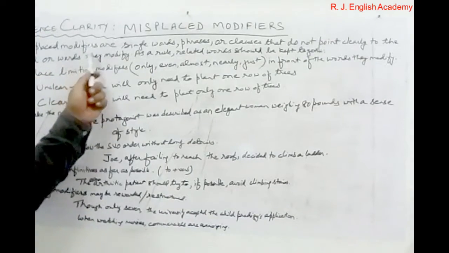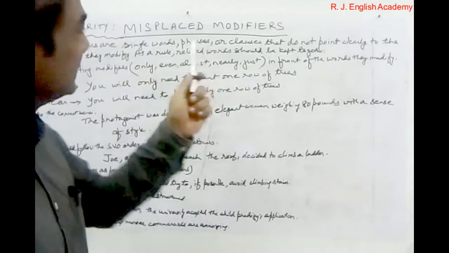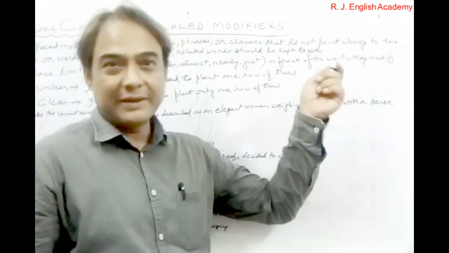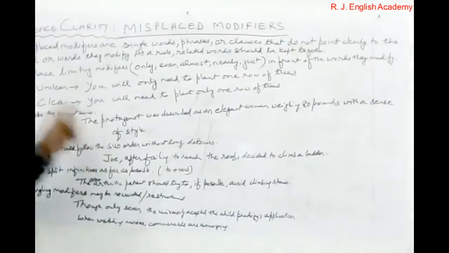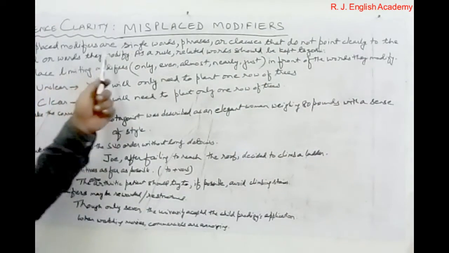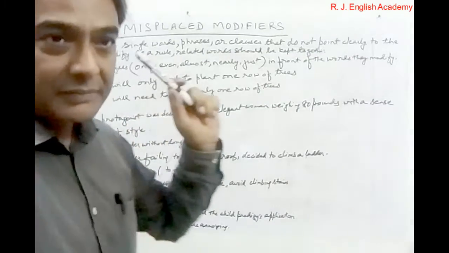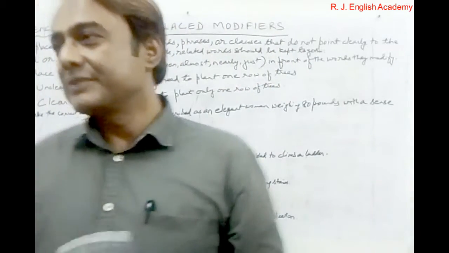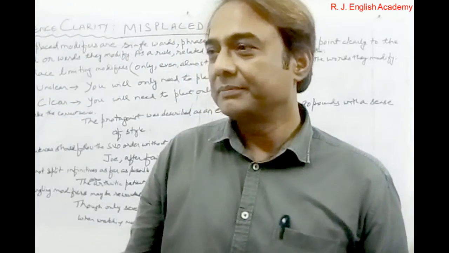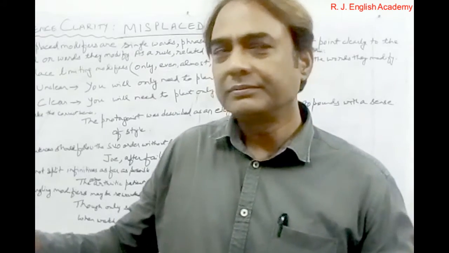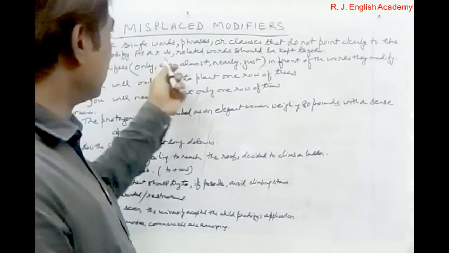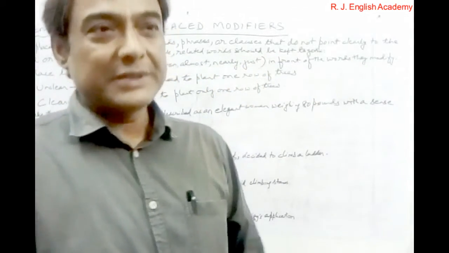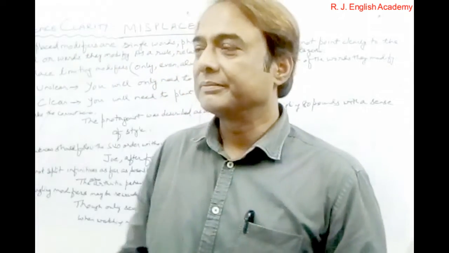Misplaced modifiers are single words, phrases, or clauses that do not point clearly to the word or words they modify. So they are misplaced because the placement is not correct. As a general rule, related words should be kept together. If words are related, keep them together, don't split them.